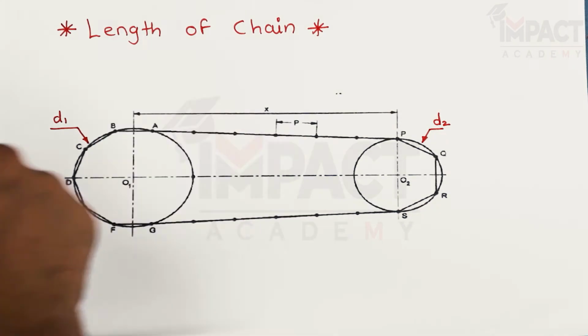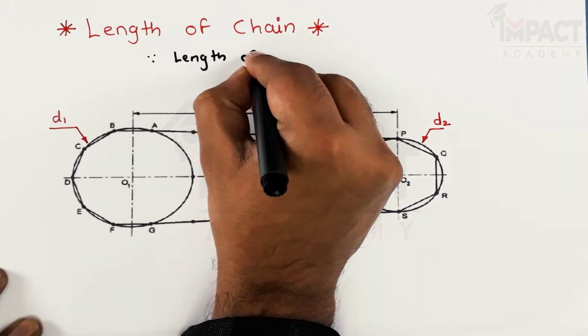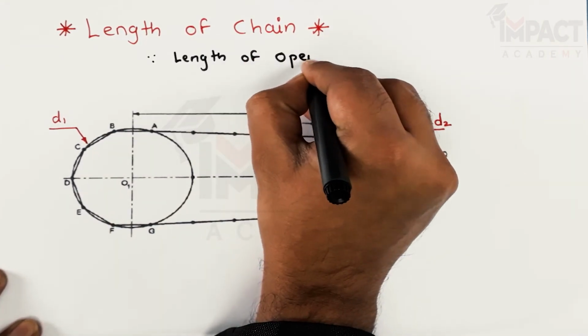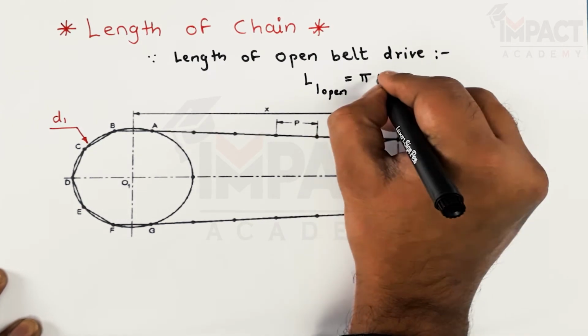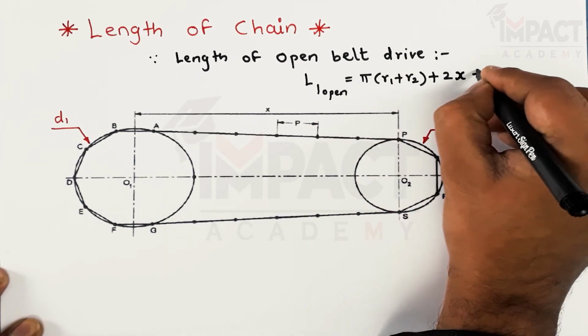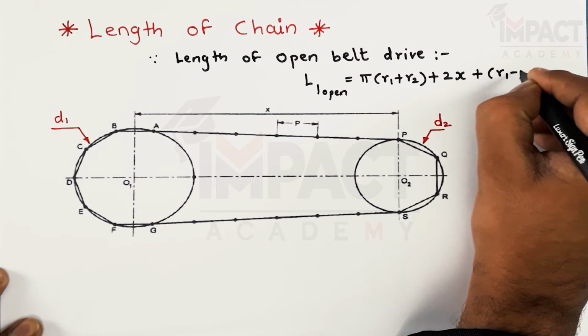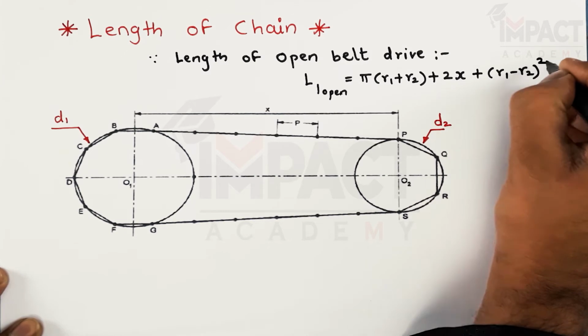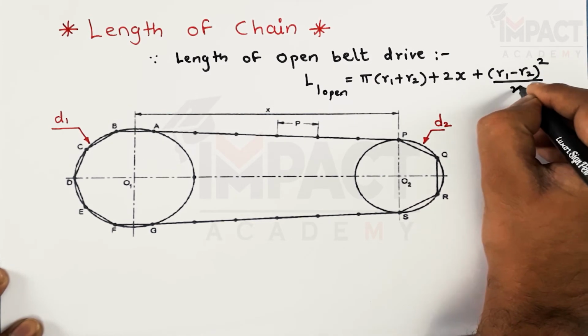So I'll say that since length of open belt drive is given as pi into (R1 plus R2) plus 2X plus (R1 minus R2) whole square divided by X.